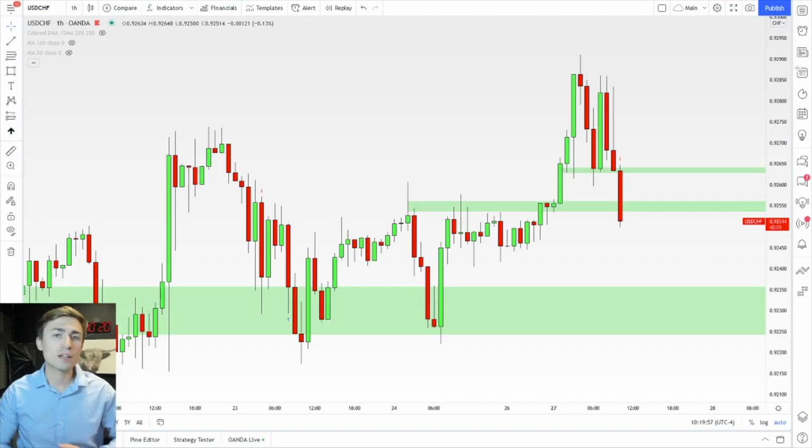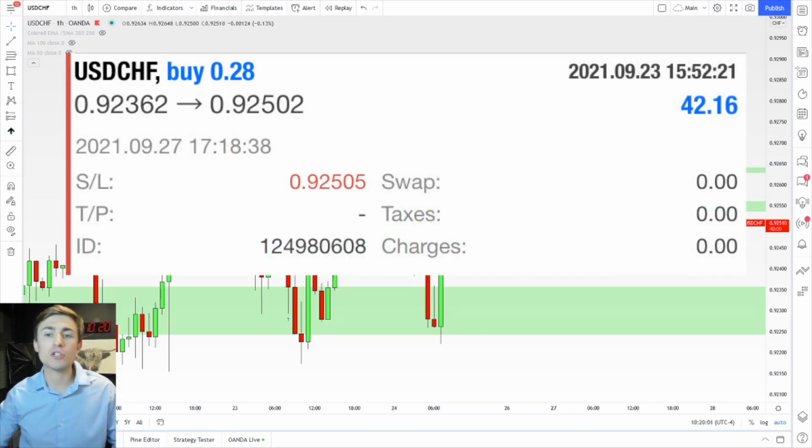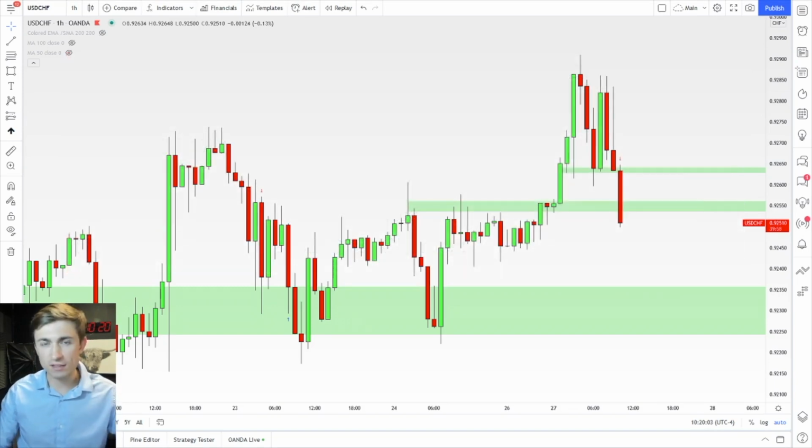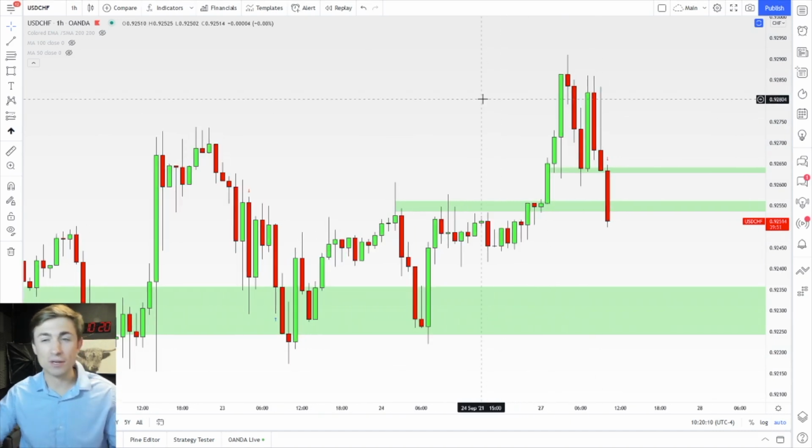All right, guys, I'm going to go ahead and call it good there on dollar Swiss franc, out for $42 or so on the trade, plus that initial trade, which was a couple bucks. So not terrible. Of course, I wish this thing would have kept skyrocketing to the moon. But again, sometimes the market just does some crazy stuff.